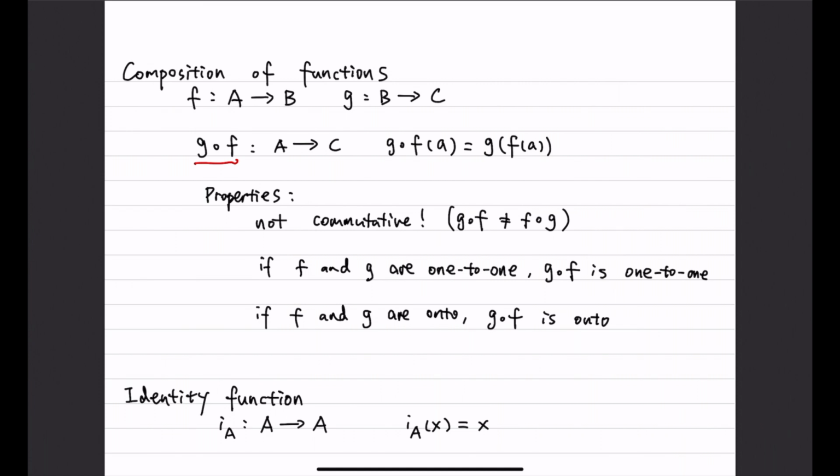Here are some properties of function composition. First of all, it's important to remember that function composition is not a commutative operation. So in general, for two different functions g and f, g compose f and f compose g are two different functions. The second property is that if f and g are both one-to-one functions, then g compose f is also a one-to-one function. Similarly, if both f and g are onto functions, then the composition g compose f is also an onto function.